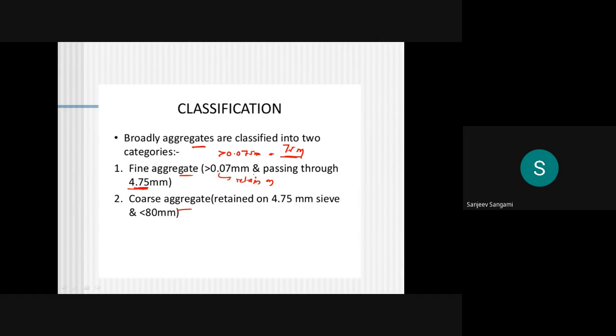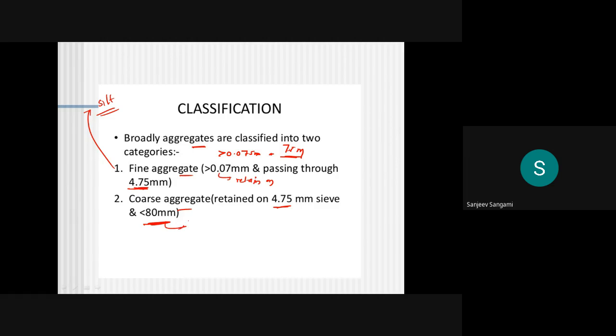Below this, if it is passing through 75 micron, we can call it silt. If it is passing, it is full powder only. 75 micron is the least size we can observe in the soil classification. Fine aggregate we can normally call sand, which is the best example. Then coarse aggregate is retained on the 4.75 mm sieve and lesser than 80 mm.